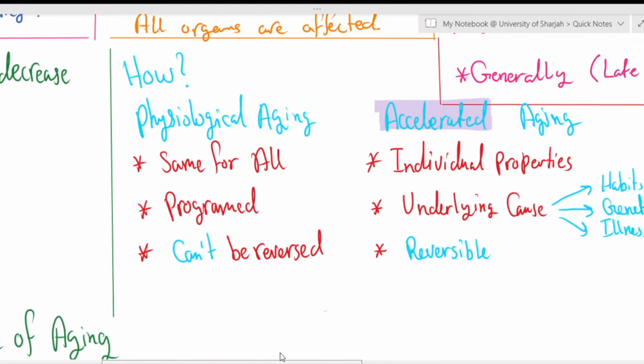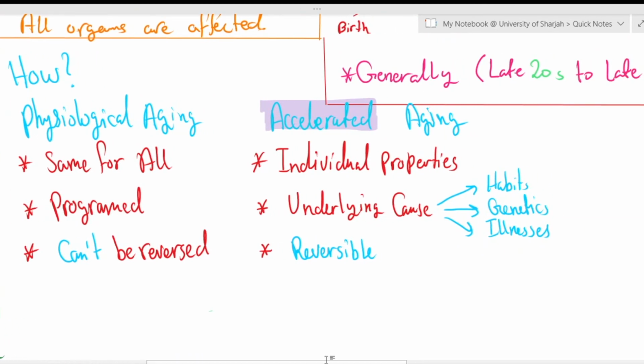So how do you think that will depend on it? We have two types of aging. We have the physiological normal aging and the accelerated aging. The normal aging is primary aging, and it happens to all of us. It's already programmed in our cells, and it can't be reversed. Physiological aging can't be reversed.